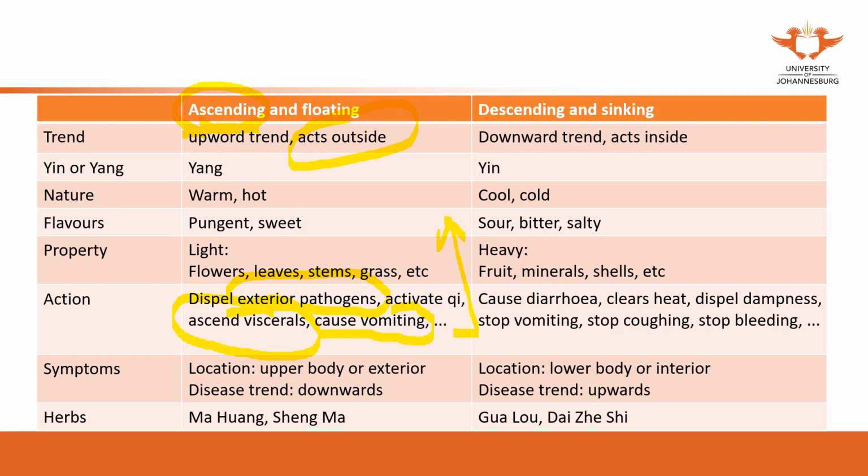Herbs with descending and sinking can cause diarrhea because it moves downwards, can clear the heat, purging, can dispel dampness because dampness is a yin pathogen, it moves downwards, can stop vomiting, so these two are opposites. Vomiting, something move outwards. How to stop vomiting? We need to use something move downwards, that's from descending and sinking. Stop coughing, stop bleeding. Coughing, also the excess qi move outwards, so we need to bring the qi downwards to stop coughing.